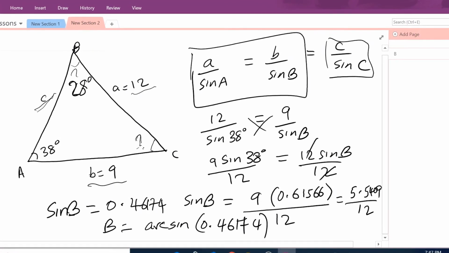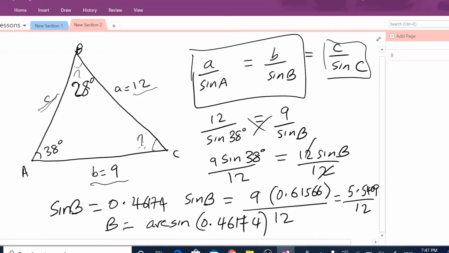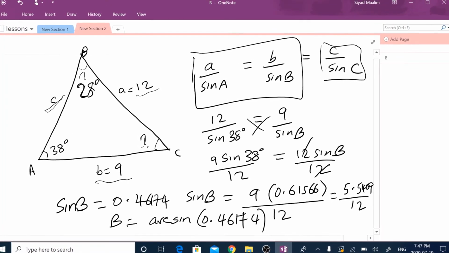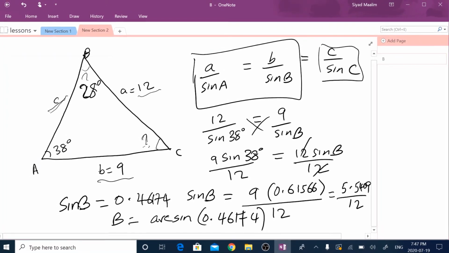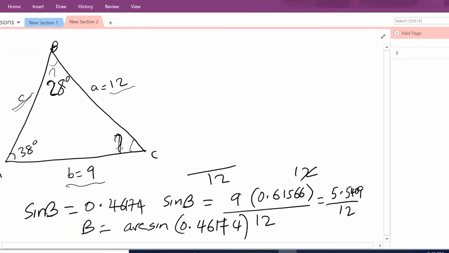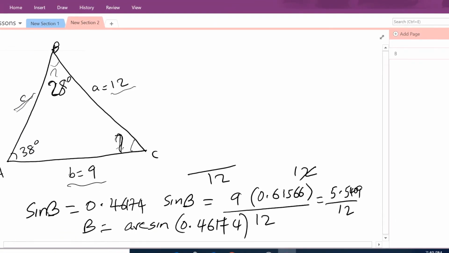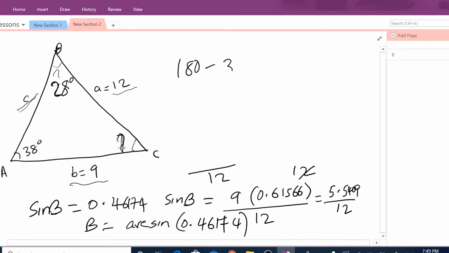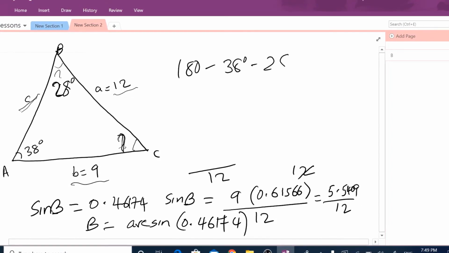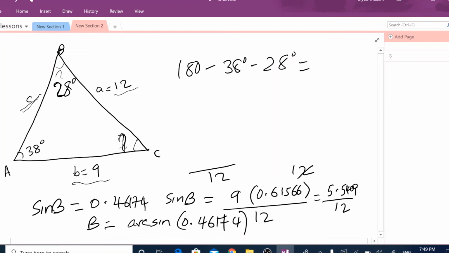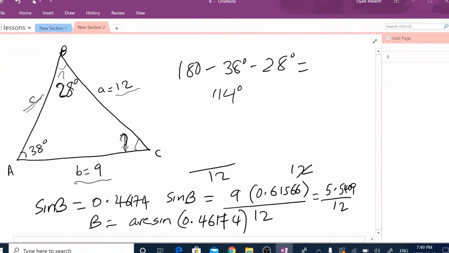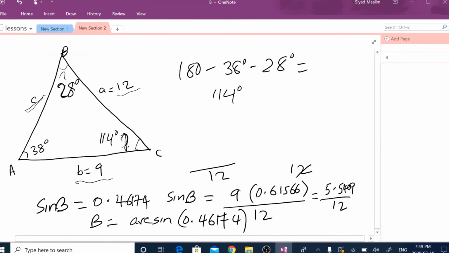So once we have angle B and we also have angle A, we can find angle C. The sum of the three angles is 180. So 180 minus 38 degrees minus 28 will give me 114. So angle C is 114 degrees.